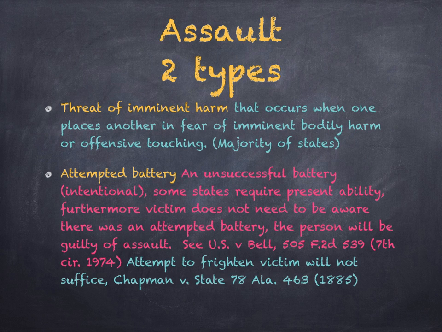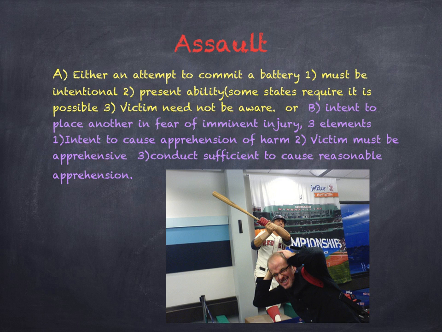Here are a couple of cases that you might want to look at. An attempt to frighten the victim will not suffice in Chapman. So, anyhow, assault: an attempt to commit a battery must be intentional, some states require present ability, and the victim doesn't need to be aware.